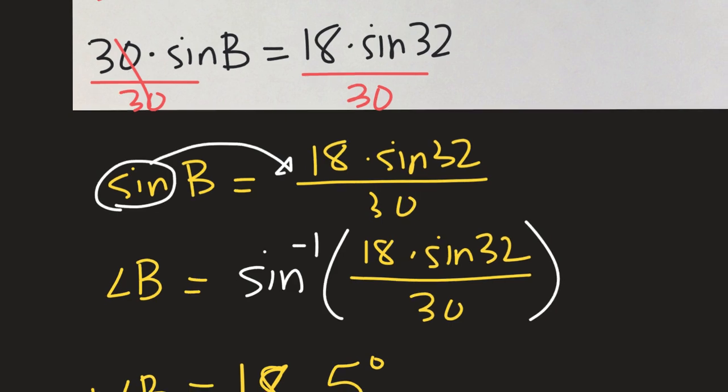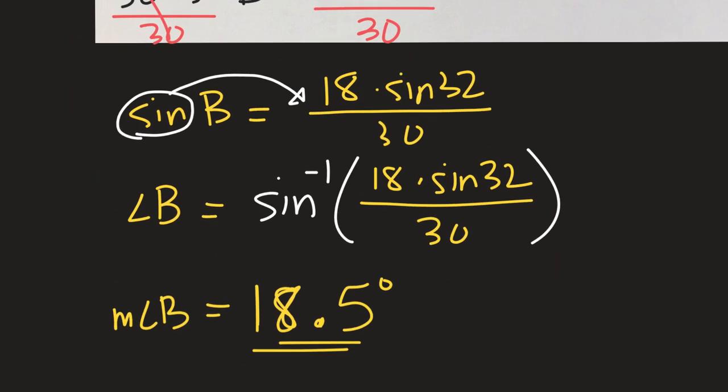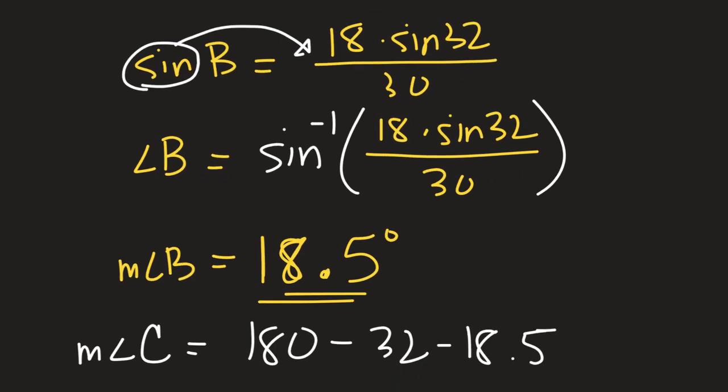Okay, so there's angle B, and now angle C is pretty straightforward. All we have to do to find angle C is subtract the other two angles from 180. We had an angle A of 32, and we have an angle B of 18.5. So 180 minus 32 minus 18.5 is an angle of 129.5 degrees.